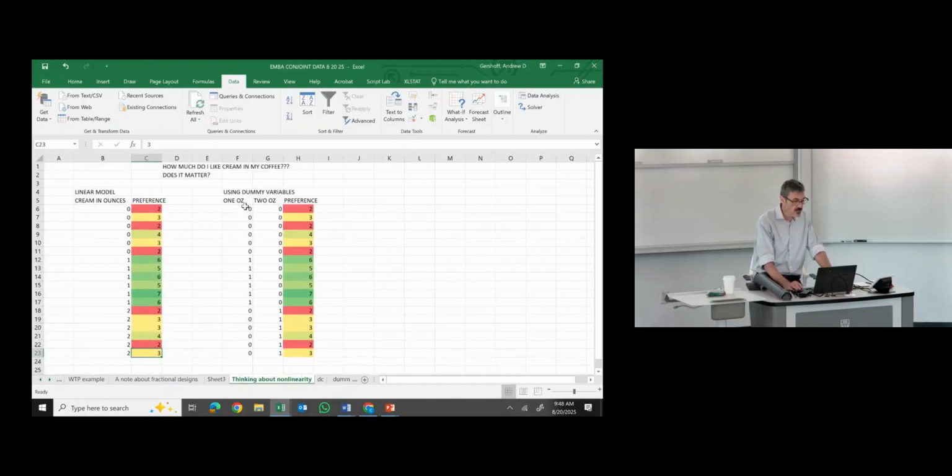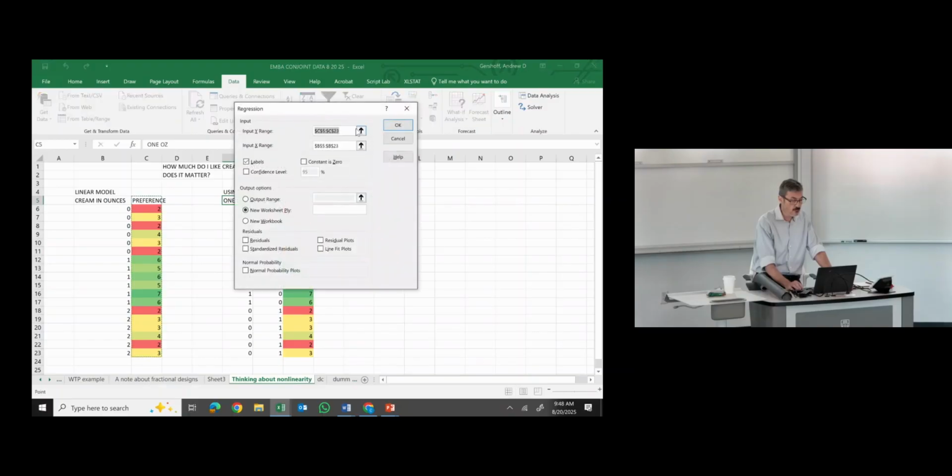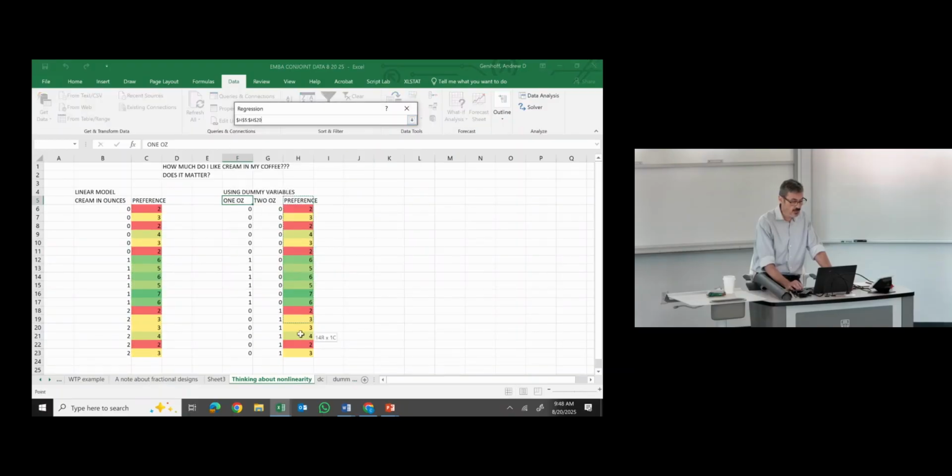And so here is the exact, notice that these preferences are identical, but I'm just recoding rather than 1, 0, 1, and 2. I will code them as dummy codes if it's 1 ounce of cream or if it's 2 ounces of cream. So I'm just going to do the same thing, data analysis regression. The dependent variable, again, is my preferences. The independent variable is the dummy codes that represent the amount of cream.